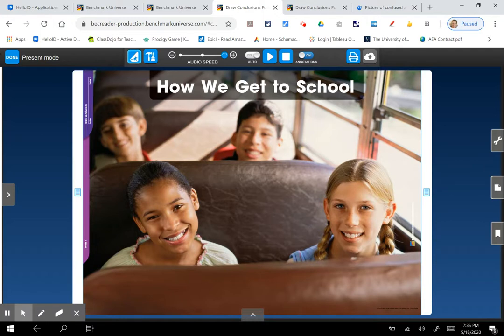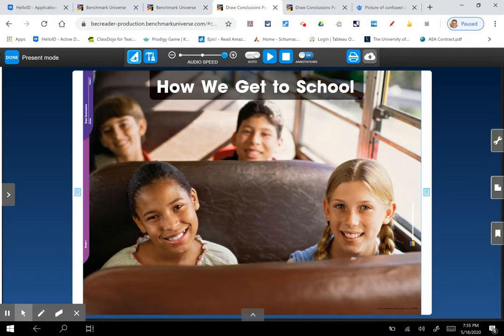Okay, so making inferences, and you remember we talked about making inferences earlier this year. Making an inference is using what you know plus the clues in the picture or the clues in the text to help say something that the author does not say, okay? So using your inferences will help you to draw conclusions, okay?